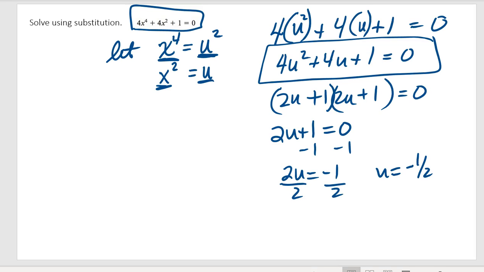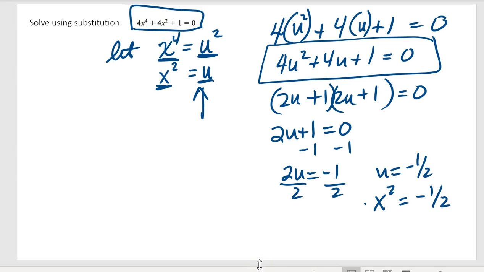But you're not done. And oftentimes students will stop here and they forget. It asked me to solve for this original problem that had x's. I want to find out what x is equal to. And I have u is equal to negative 1/2. So I have to go back to my original substitution and I want to reverse substitute. So I said that x squared is equal to u. So I'm going to replace u with x squared. And now I want to solve for x.